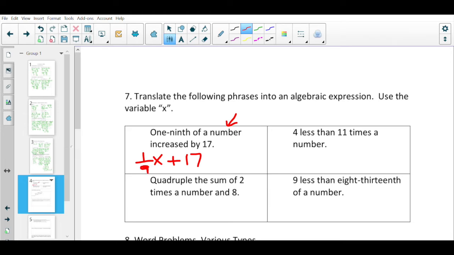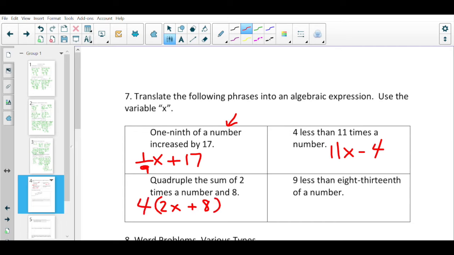So start with a number. 4 less than 11 times a number. 11 times a number, and 4 less than it. Quadruple the sum of 2 times a number and 8. So let's start with the number. So 2 times a number, the sum of 2 times a number and 8. And quadruple the sum of 2 times a number and 8.